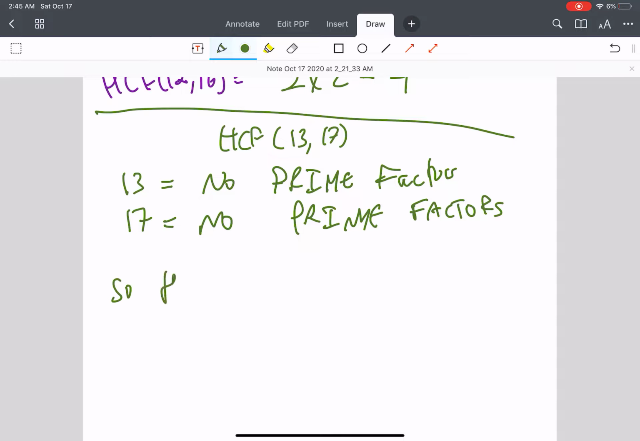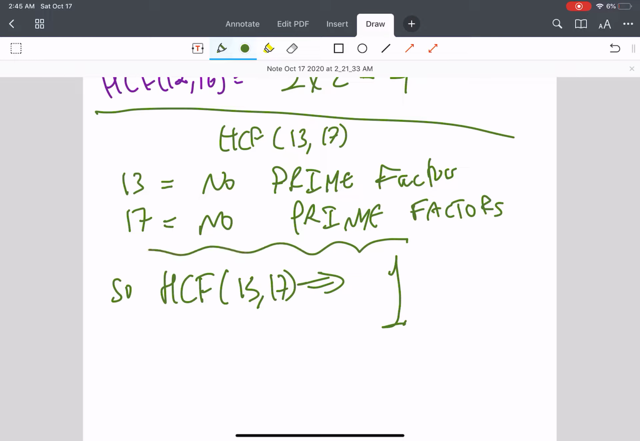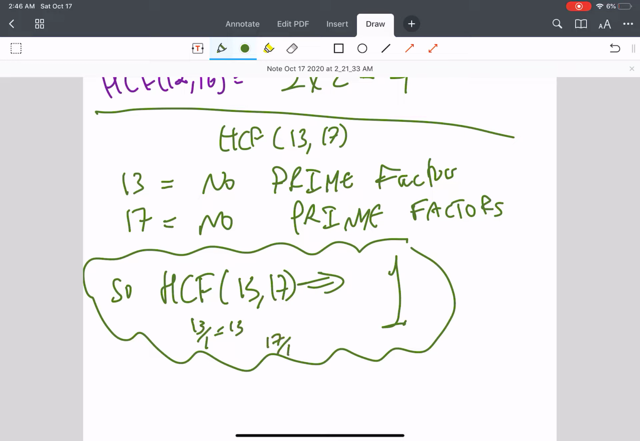So HCF does not exist. Or actually, the HCF of 13 and 17 is 1. The greatest common divisor of 17 and 13 is 1. You can say 13 over 1 equals 13 and 17 over 1 equals 17. So the HCF of 13 and 17 is 1.